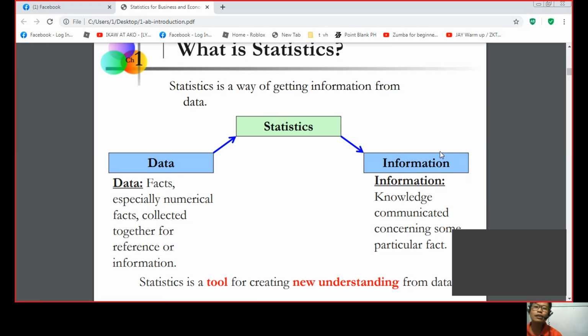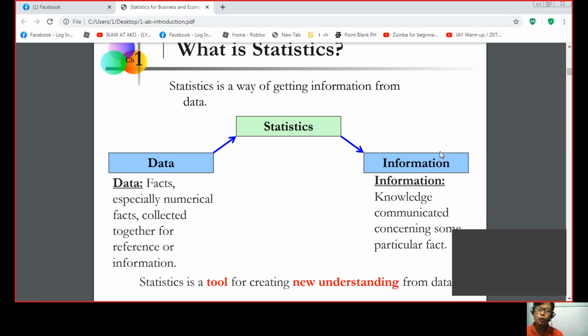Okay, now from these facts, this data, you're going to use statistics to get the information you need. So after using statistics, you can have your information. And this information is basically knowledge, communicated learning concerning some particular facts.